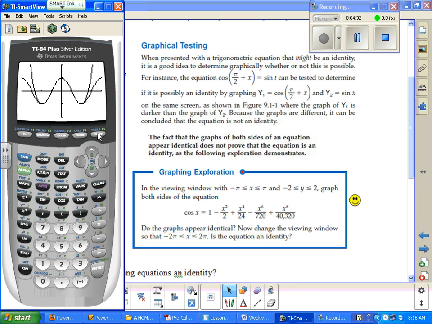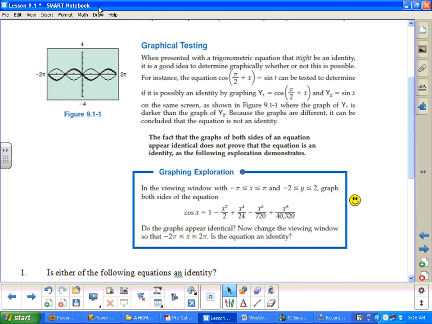So sometimes the windows don't always tell us a story, and the graph doesn't always tell us a story, so we have to be able to prove them. So whenever I look at a graph and ask whether it could be an identity, we're just going to say it possibly could be an identity, but we're not going to say for sure that it is.